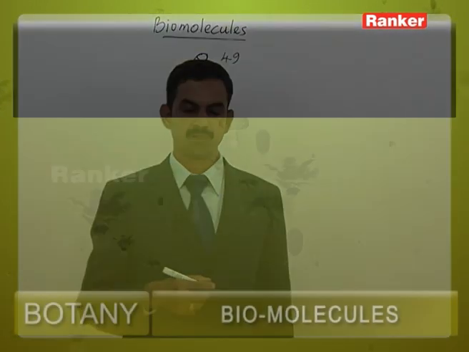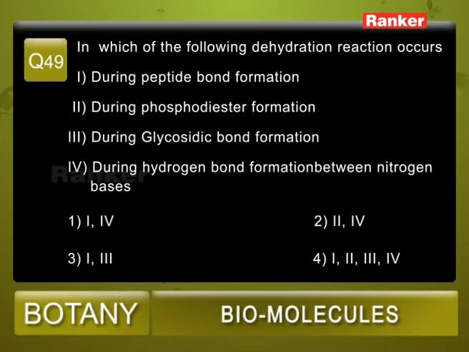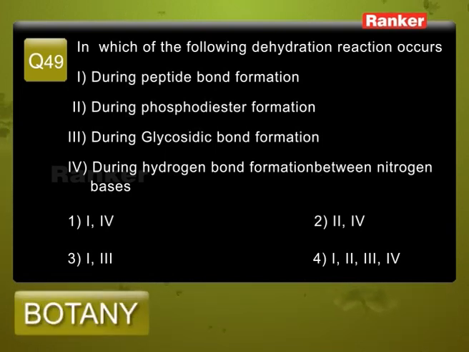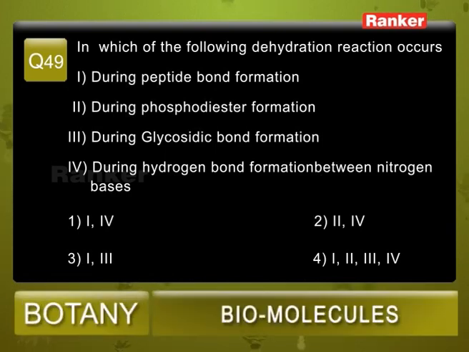Question number 49. In which of the following does dehydration reaction occur? 1. During peptide bond formation. 2. During phosphodiester formation. 3. During glycosidic bond formation. 4. During hydrogen bond formation between nitrogen bases. So the correct options, or the incorrect options, that have been given are 1 and 4, 2 and 4, 1 and 3, and 1, 2, 3 and 4.